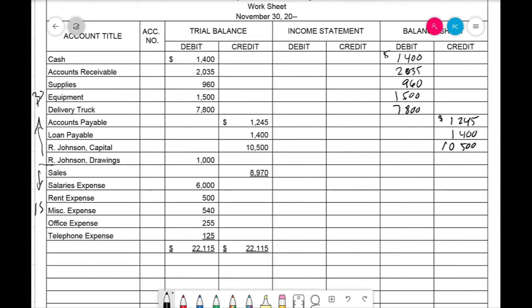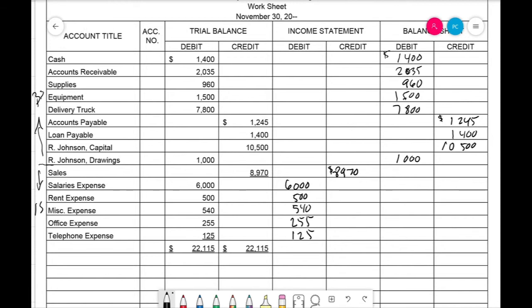Okay, and then remember that our drawings, make sure the drawings goes on the debit side, not on the credit side, because the debit takes away from the capital account. Okay, so we've got those moved over. Now we're going to move over our income statement accounts. So you've got your sales, that is 9,000, then expense 6,000, rent 500, miscellaneous 540, office 255, telephone 125.